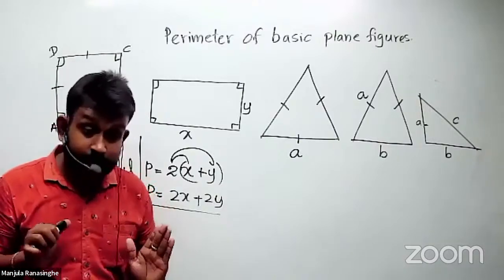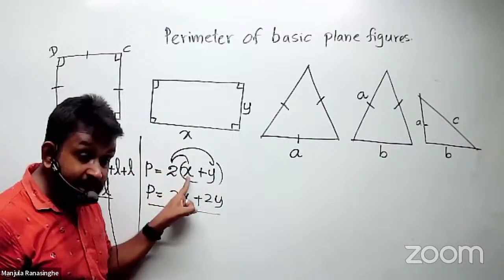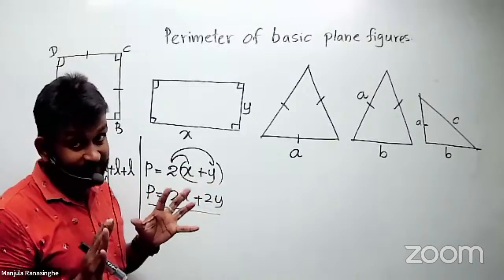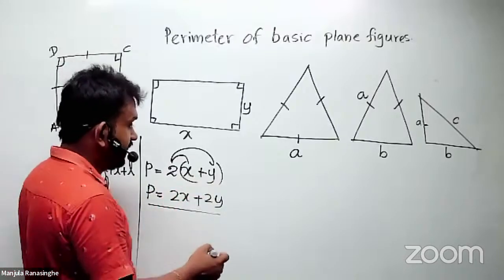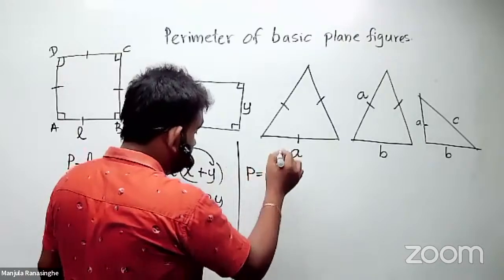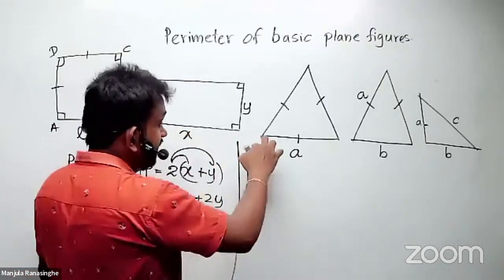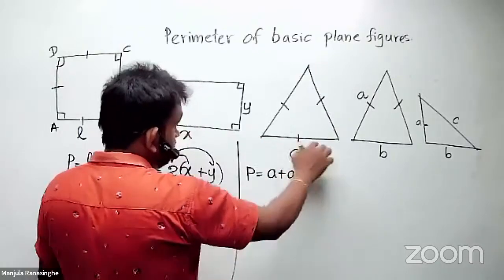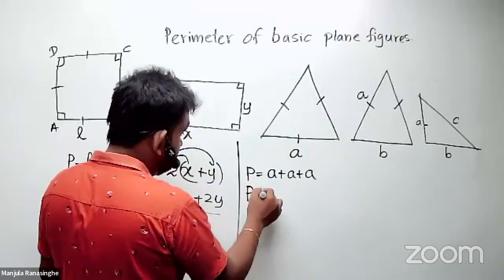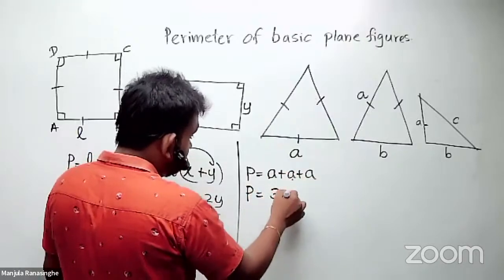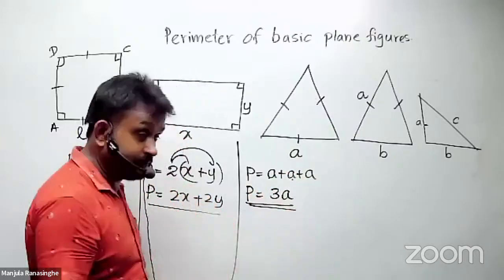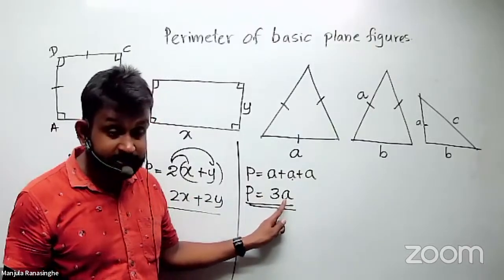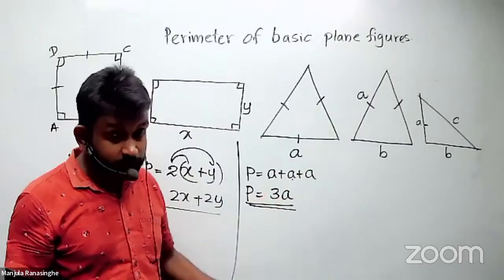So what is the idea? The basic idea: add the length and breadth together and multiply by 2. That is what the algebraic expression tells us. Here the perimeter equals, don't write yet, everyone. Here the side length is A, so you have to add 3 A's because it is an equilateral triangle. That gives 3A. So it shows us that if the side length is given in an equilateral triangle, just multiply it by 3 to find the perimeter.